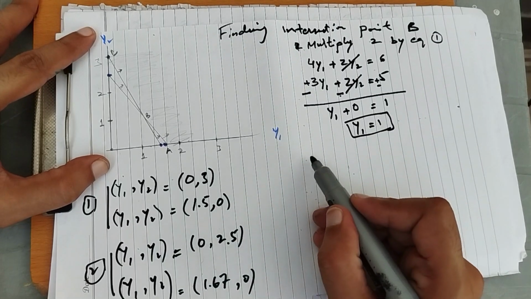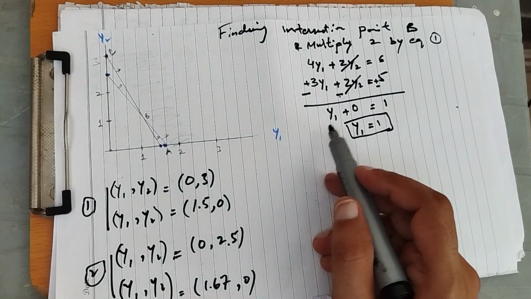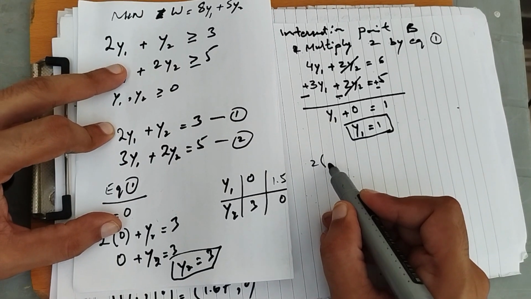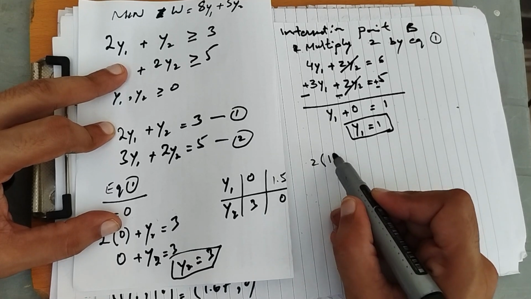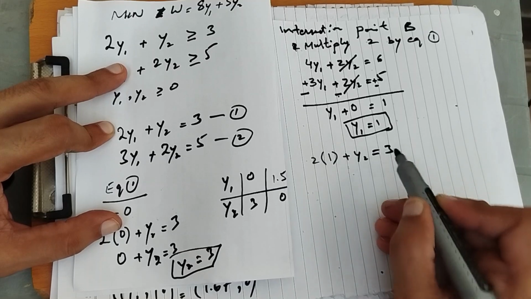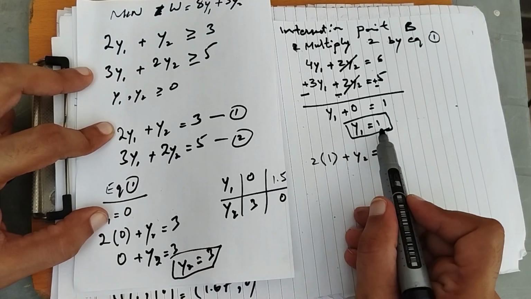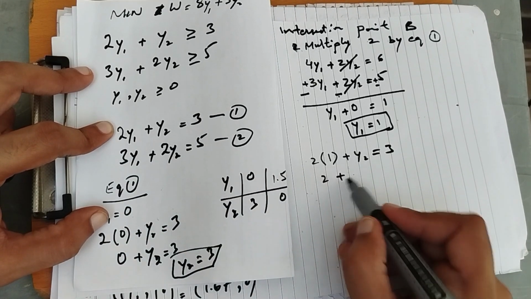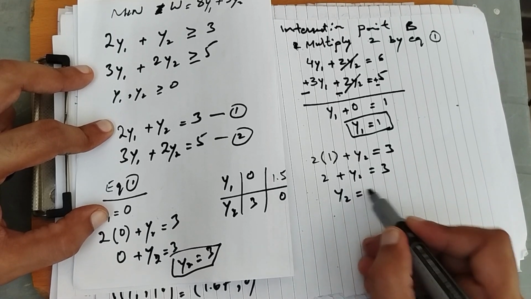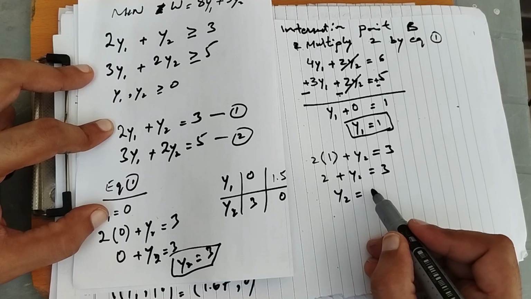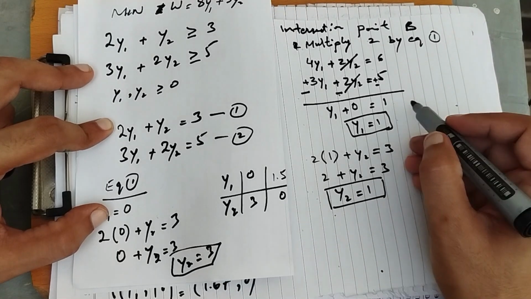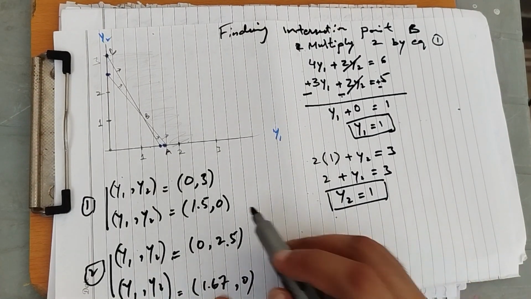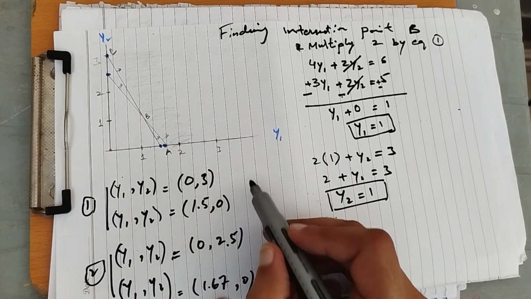For y2, we put this y1 value into equation number 1 again. What we did, we put y1 equals 1 into equation 1. 2y1 plus y2 equals 3. 2 plus y2 equals 3. So subtracting 2 on both sides, y2 became 1. So what we found is the point 1, 1. That is the intersection point, point B.